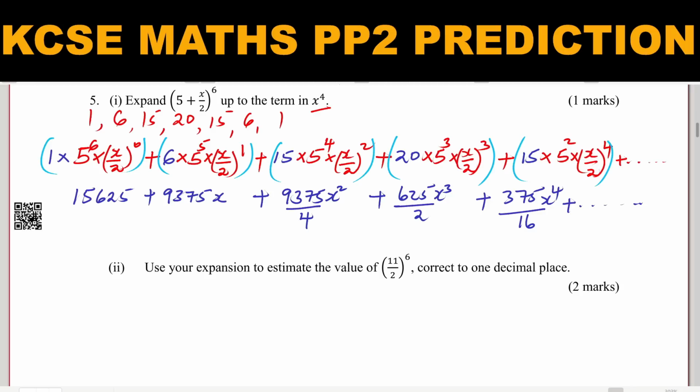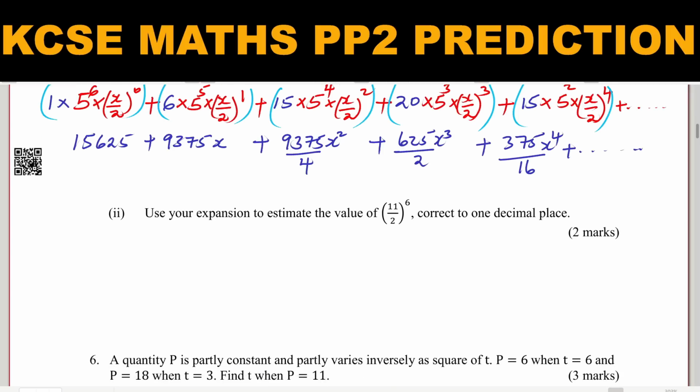Part 2. Use your expansion to estimate the value of 11 over 2 raised to power 6 correct to one decimal place. Now to work out these, you have to split these down. So 11 over 2 raised to power 6 is the same as 5.5 raised to power 6, which is the same as 5 plus a half. Remember this binomial expansion, so you have to break this one into two terms. So that is how you're supposed to write it. Then this is how you use that expansion.